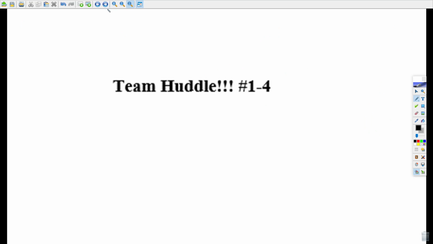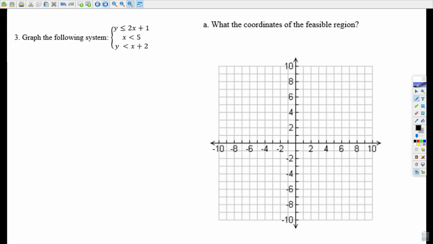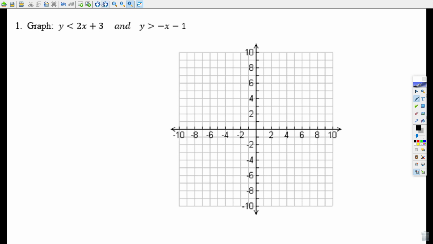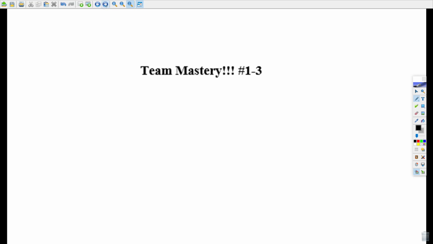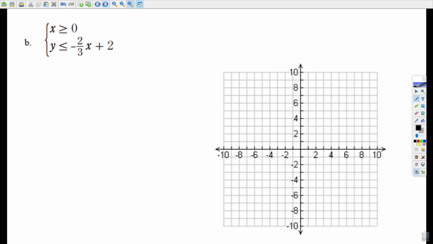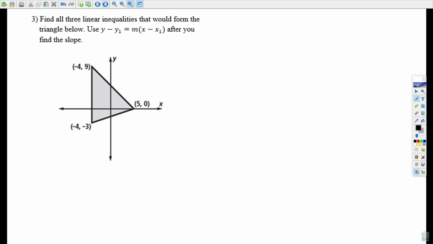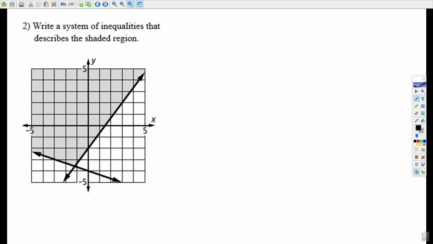All right, everything else you guys can do for the huddle. You've got 3 or 4 problems. The last thing I want to go over is the next to last problem. If we go to the very back, the team mastery, there's an A, B, and a number 2 and 3. Number 3 is a challenge problem. You don't have to do number 3, and number 2 we'll do together.